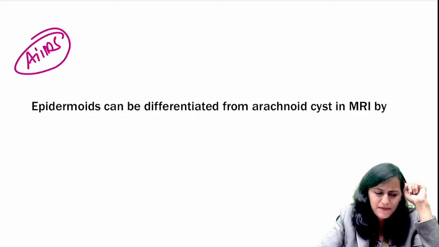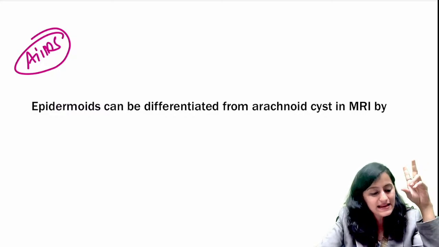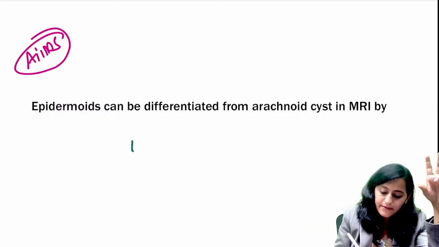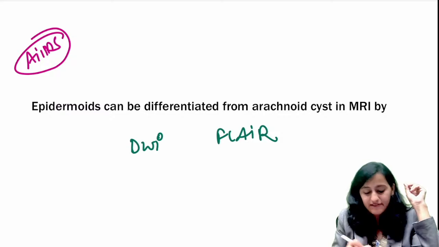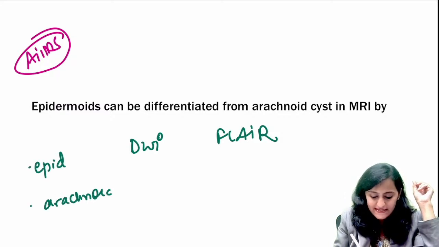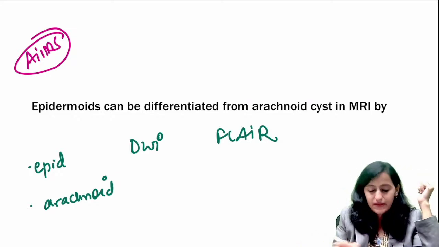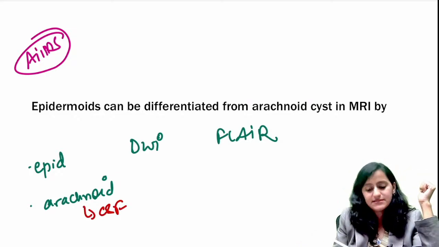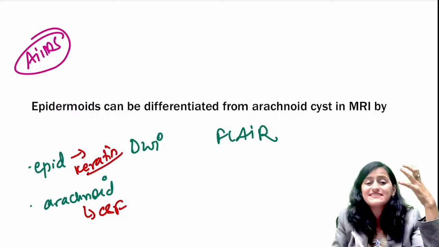Why FLAIR, Namami? How would FLAIR help? Very good. DWI and FLAIR. Remember, the two sequences that can help us differentiate are DWI and FLAIR. Look at epidermoid cyst and arachnoid cyst. Look at the term and tell me which of these contains CSF? Arachnoid. Arachnoid means CSF. Epidermoid means epidermis-like material. Remember, it has thick keratin-like material.